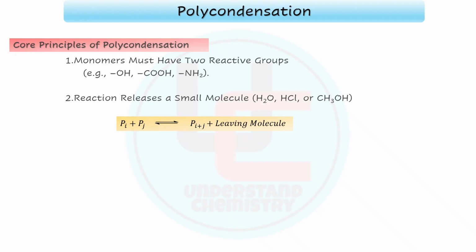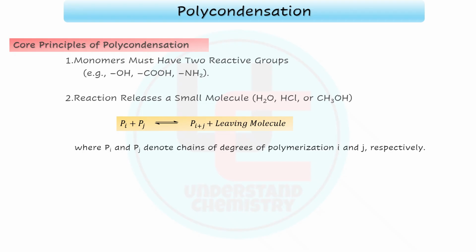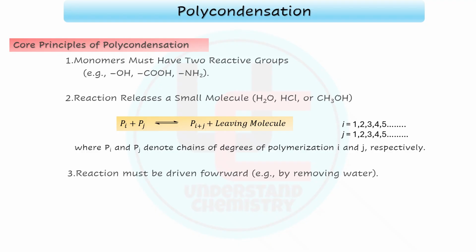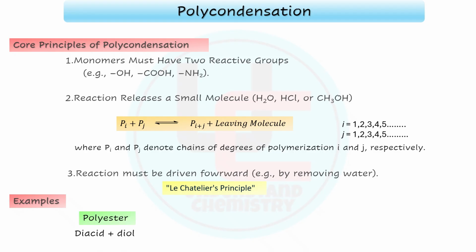An equation of polycondensation reaction is shown here, where Pi and Pj denote chains of degree of polymerization i and j respectively. The values of i and j can be 1, 2, 3, and so on. Since polycondensation reaction is reversible in contrast to polyaddition, continuous removal of the byproduct is necessary in order to move the reaction in the forward direction, according to Le Chatelier's principle. Examples of polycondensation derived polymers are polyesters, polyamides, and polycarbonates.